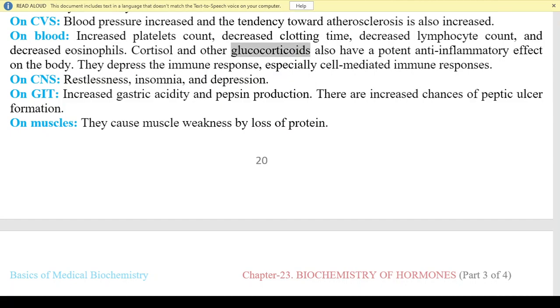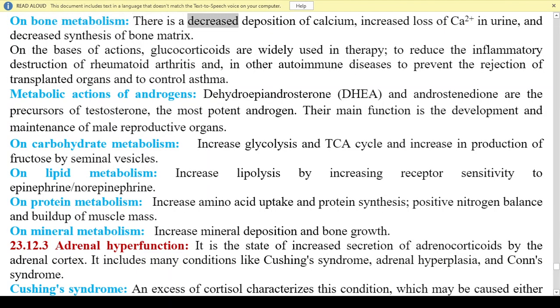Cortisol and other glucocorticoids also have a potent anti-inflammatory effect on the body. They depress the immune response, especially cell-mediated immune responses. On CNS, restlessness, insomnia, and depression. On GIT, increased gastric acidity and pepsin production. There are increased chances of peptic ulcer formation. On muscles, they cause muscle weakness by loss of protein. On bone metabolism, there is a decreased deposition of calcium, increased loss of Ca2+ in urine, and decreased synthesis of bone matrix.